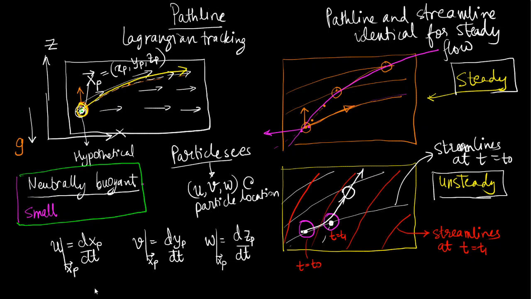And of course, these are ordinary differential equations, so I must supplement these equations with appropriate initial conditions. So at t equal to 0, I must say that the location of the particle at t equal to 0 is some xp naught, yp naught and zp naught. So the particle originates somewhere over here. So this is xp naught. It samples the local velocity, then it moves over here.